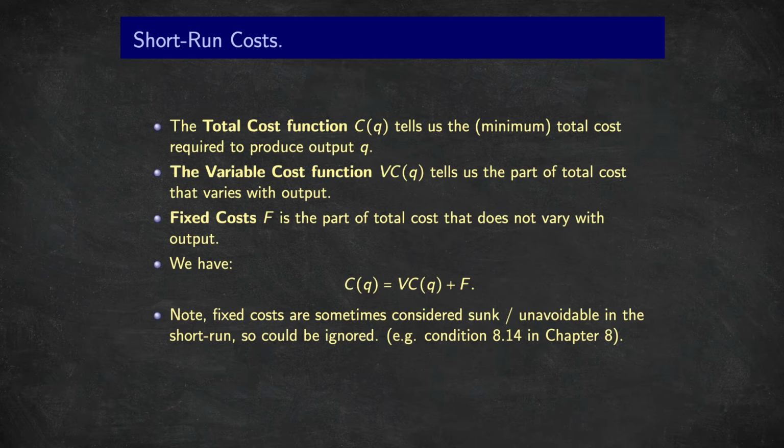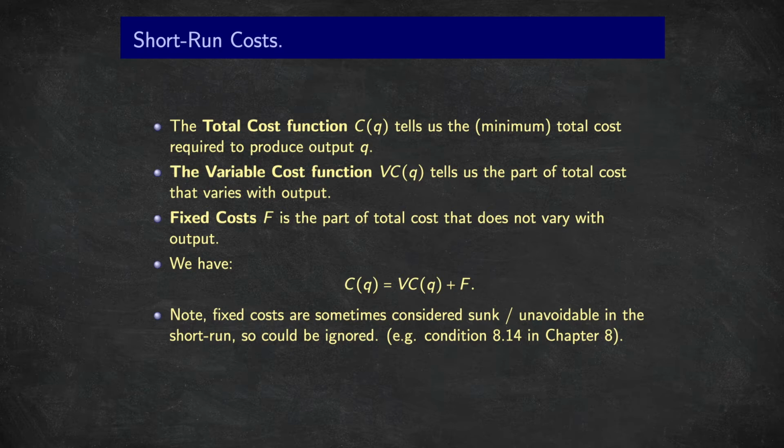Now, we can distinguish between what we call variable costs and fixed costs. So, for instance, if I need to employ more units of labour and pay each of those units of labour a wage in order to produce more output, then labour is treated as a variable cost. It's telling us the part of the total cost that is varying as I try to produce more output. Fixed costs, on the other hand, do not vary with output.